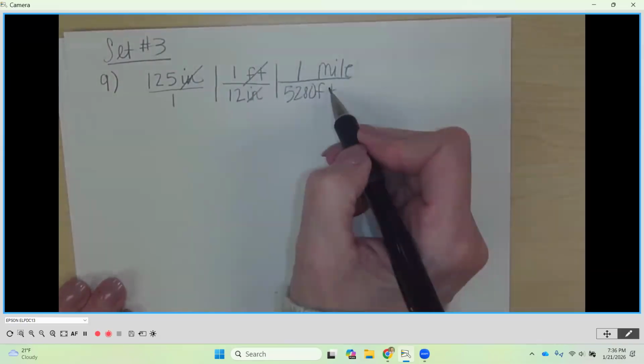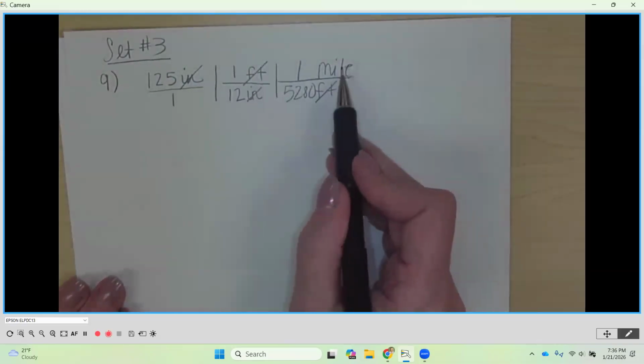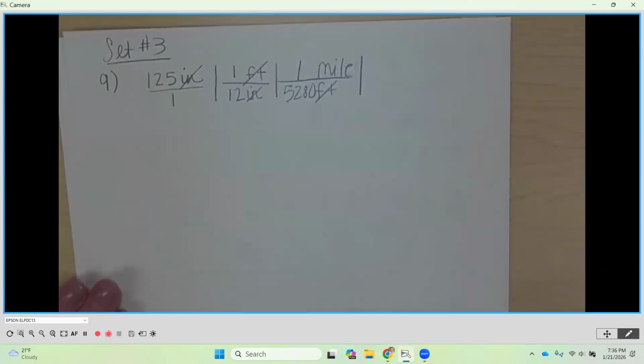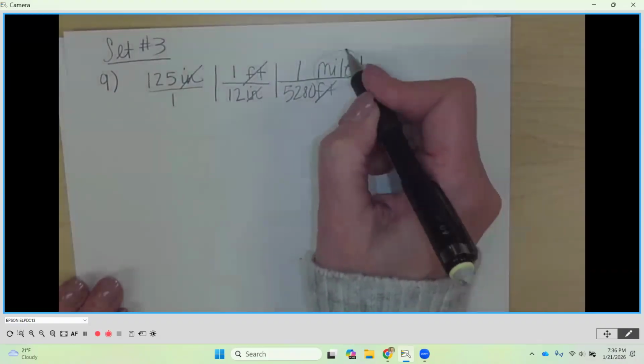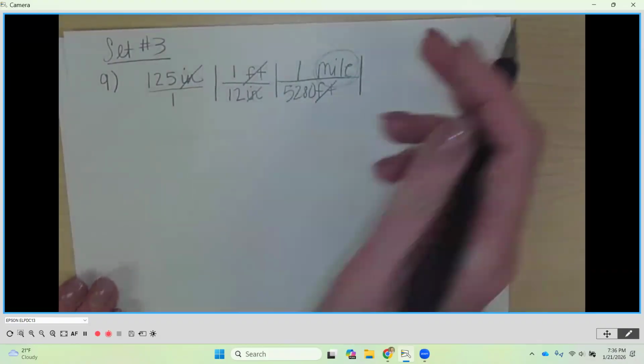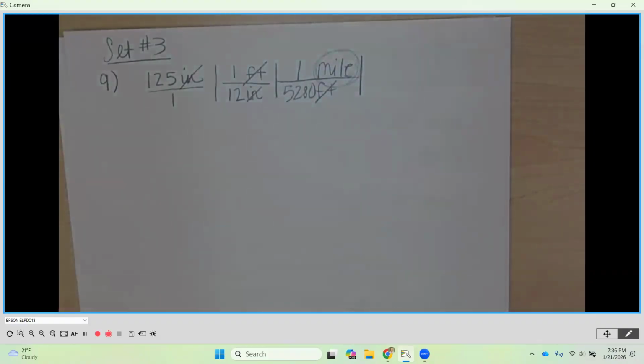Now my feet cancel top to bottom because I'm going to multiply across the top, divide by the bottom. I'm going to close that up. And you'll notice the only thing that I didn't cancel out is miles. I also see I'm going to divide by 12 and divide by 5280. And I don't have to worry about, is that right or not? Is it supposed to be smaller or larger? Do you ever have that? Or you just put it in the calculator and it magically appears.